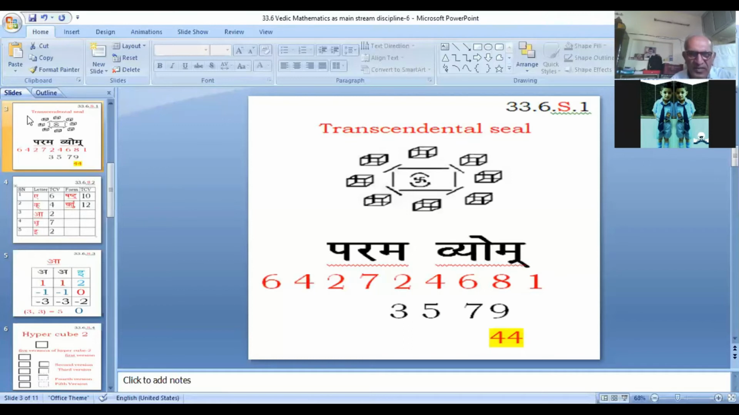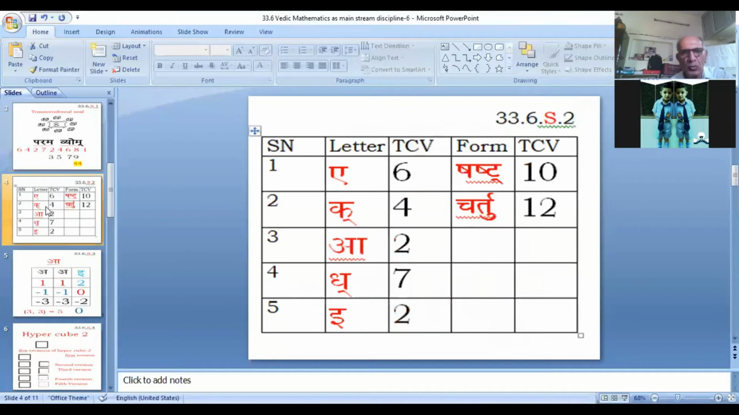Therefore, in this background, let us have a revisit to the set of first five letters. The first letter A is the sixth vowel. Its TC value is 6. 6 is a formulation Shat, and the TC value of formulation Shat is 10. See, 10 is equal to 6 plus 4.